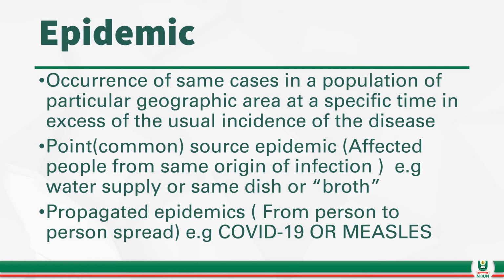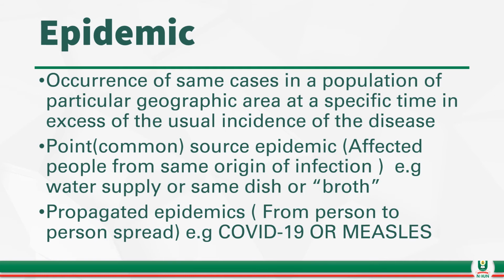An epidemic can be point epidemic when such outcome or such outbreak happens to people who probably have the same origin of infection. Example, water supply. Infection resulting from water supply in an area. Everybody drinks from the same source of water, or everybody has diarrhea or stomach infection after eating from the same food and the same source. That is point source epidemic or common source epidemic.